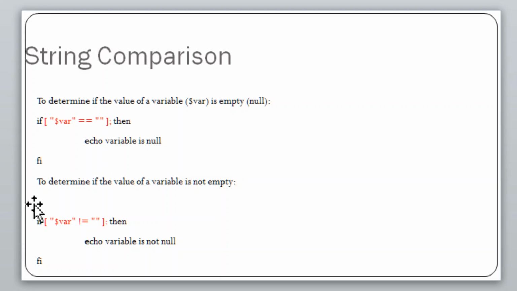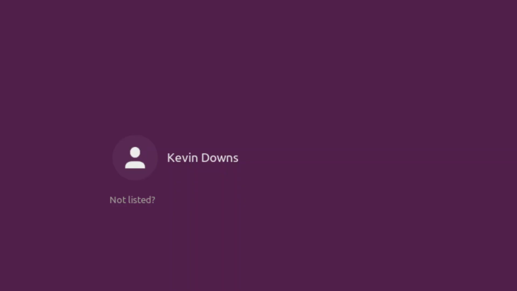On the flip side, if we want to determine if the value of a variable is not empty, then we can do a similar if-then statement, except we're going to put this exclamation point here in front of the equal sign, which means not equal. And then we're going to echo variable is not null, okay? So we can demonstrate that here.